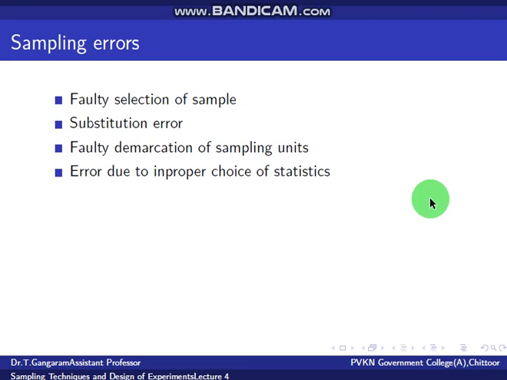Next error is error due to improper choice of statistics. Wrong selection of a statistic for estimating a parameter contributes to error in the estimate. For example, we have sample variance s square equal to 1 by n into summation i equal to 1 to n of (yi minus y bar) whole square. This sample variance is not an unbiased estimate of the population variance sigma square.